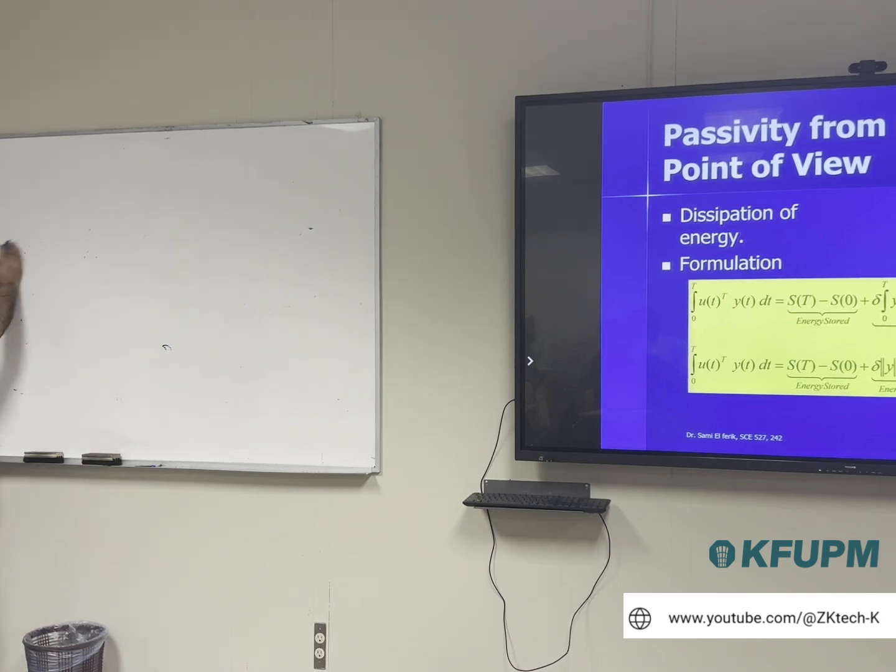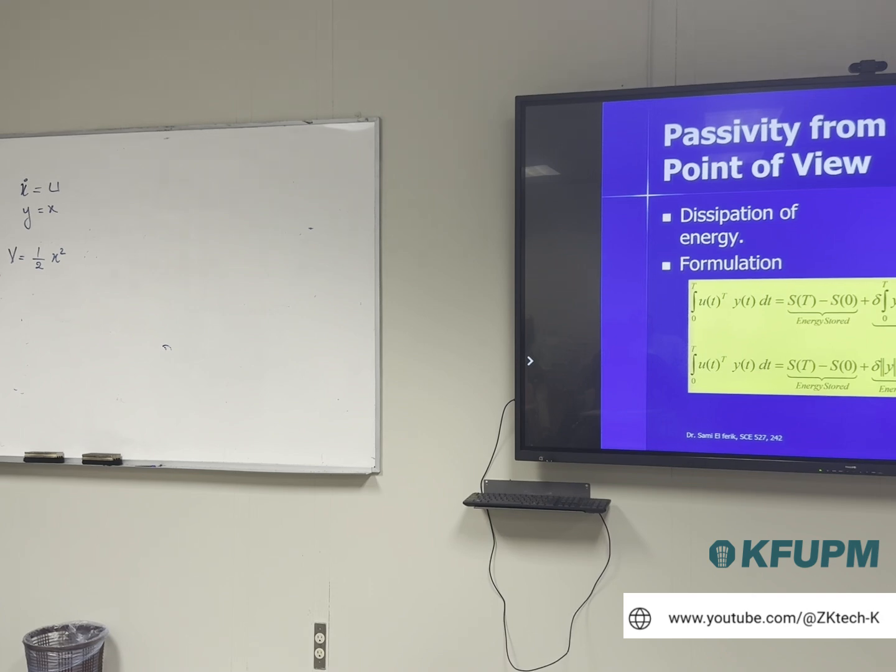If I take, for example, x prime equal to u, and then y is equal to x. So this is my state space. This is my output. What I need to do is to define a storage function. A storage function is a function that is positive. So I will define function V equal to half x squared. This is my storage function. Everybody is okay with this?